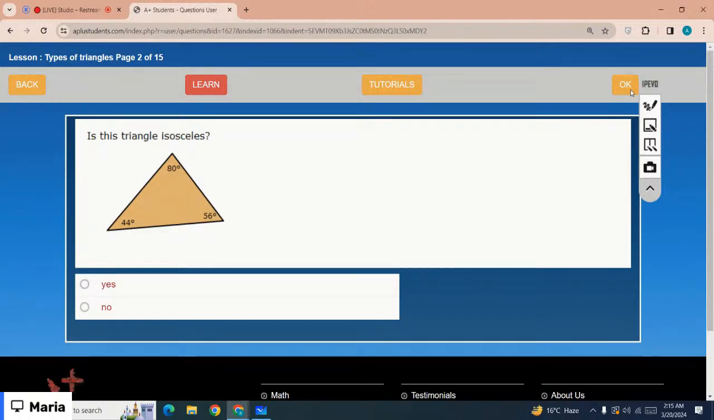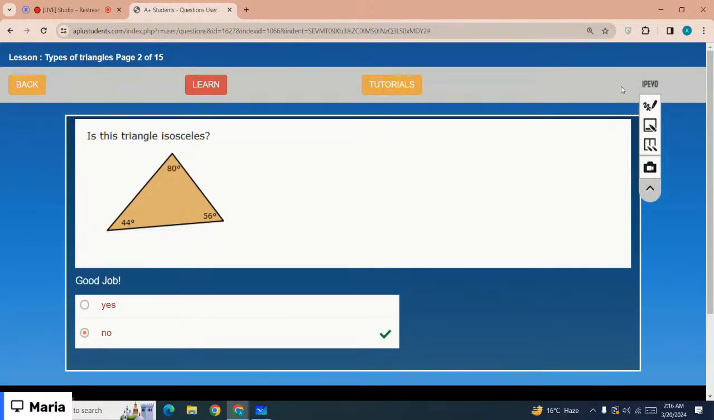Okay, is this triangle isosceles? Which is the correct option? The correct option is no. An isosceles triangle means two of the sides are equal, right?